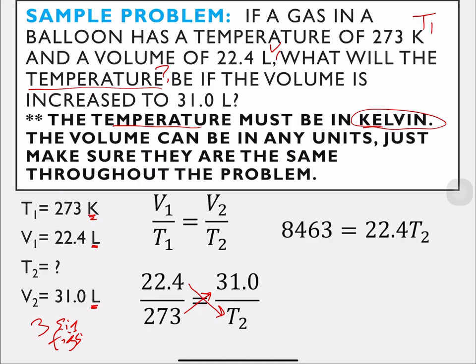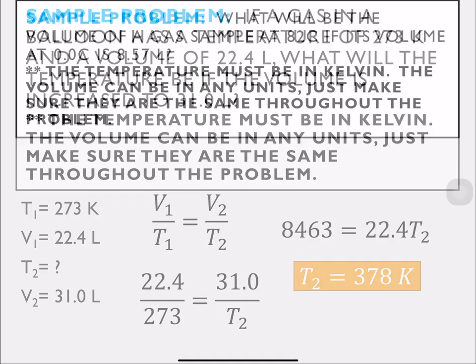Now that we have this, now we're going to divide both sides by 22.4 to get our answer for T2. And as I said, I rounded it to 3 sig figs. I made sure I said T2 equals. I make sure my number is in sig figs and I have units on it. So we are ready to go.